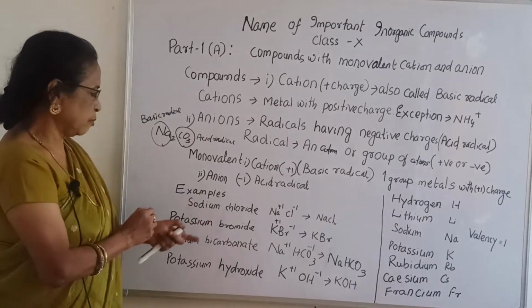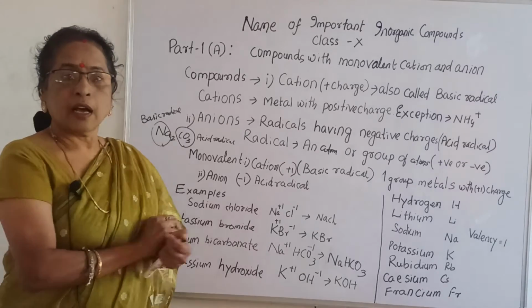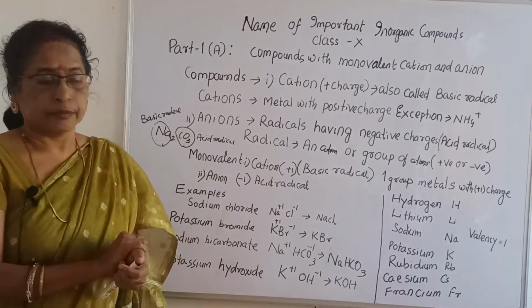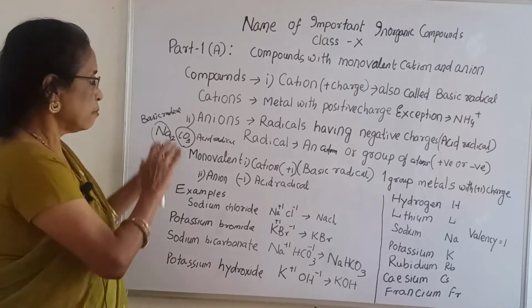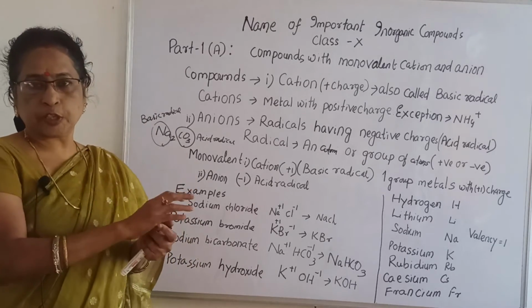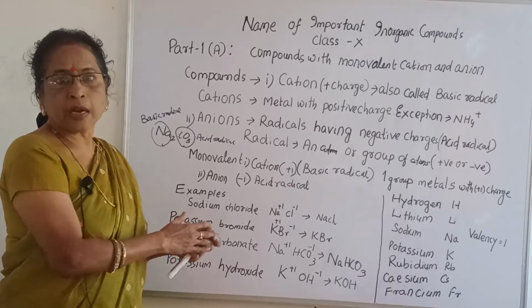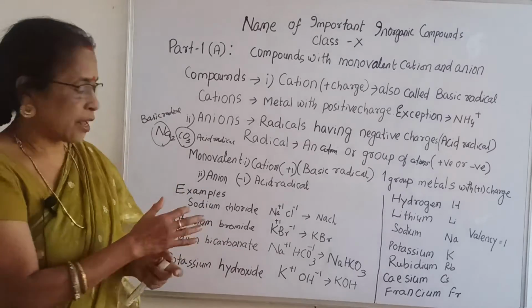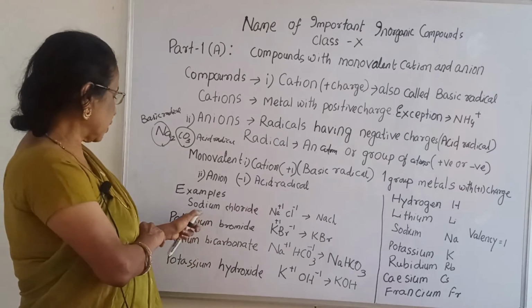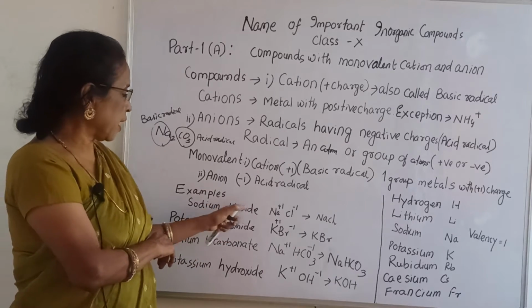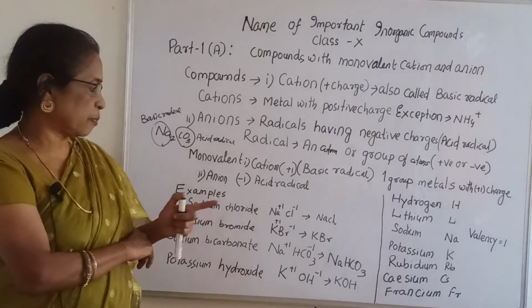And so for example, see first where both are monovalent, and you know acid radical always has negative charge, basic radical always positive charge. Basic radical means the cation part and acid radical means the anion part. Example, sodium chloride. First you put what is the symbol of sodium, Na. What is the charge? +1.